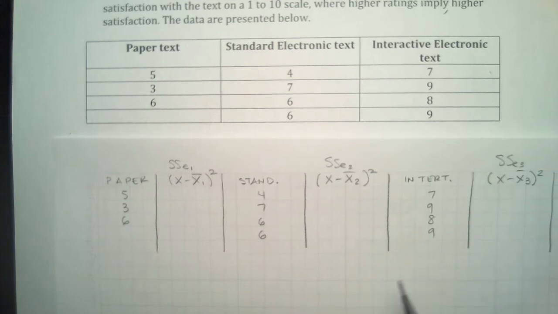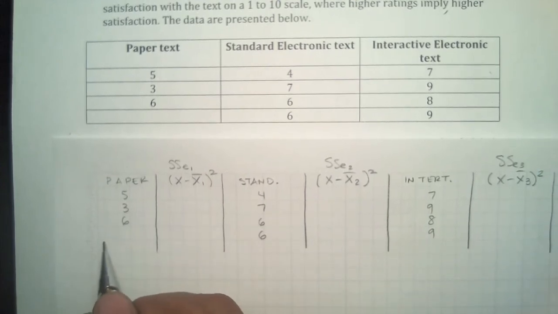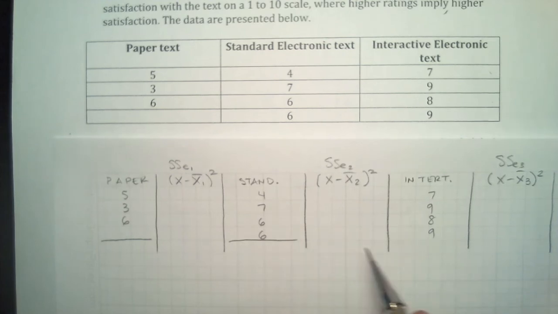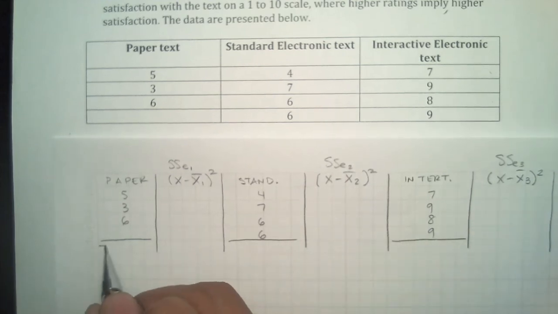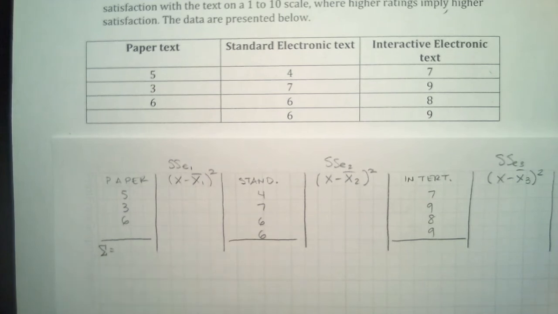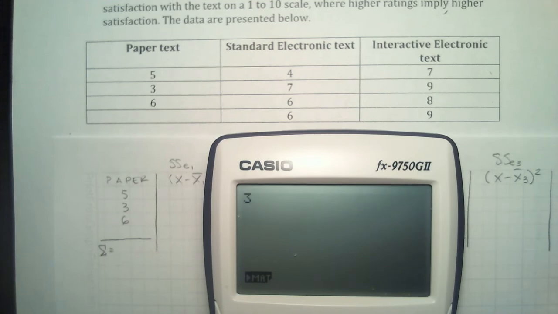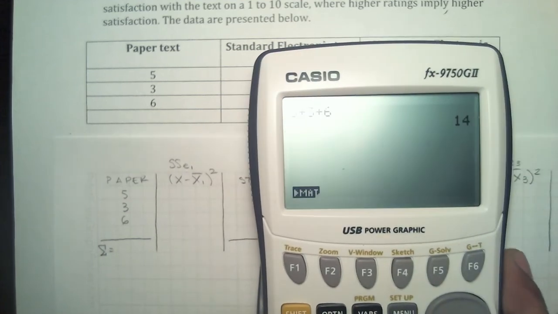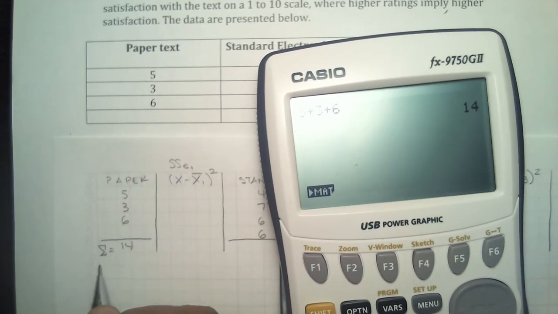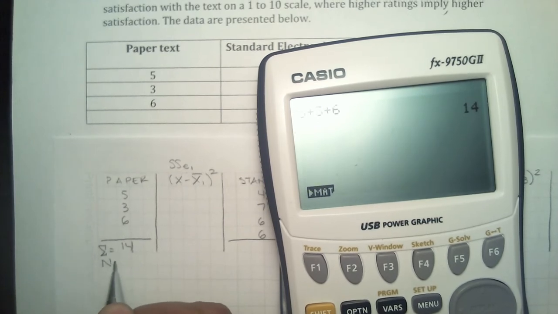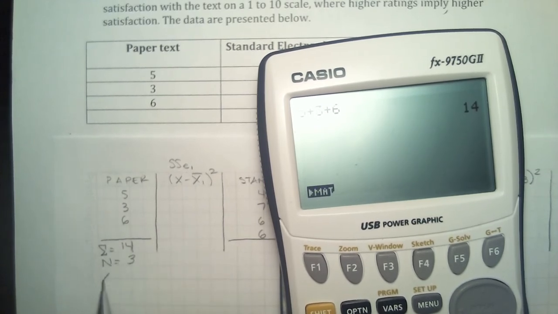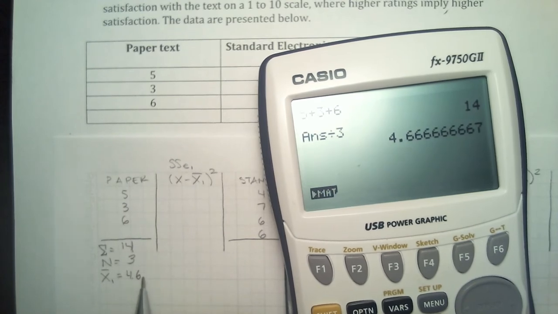Okay, now that I've basically copied the data, I'm going to go ahead and add it up. So the sum of all the scores would be 5 plus 3 plus 6, 14. N is 3. So the mean of the group, x bar, is 14 divided by 3, 4.67.